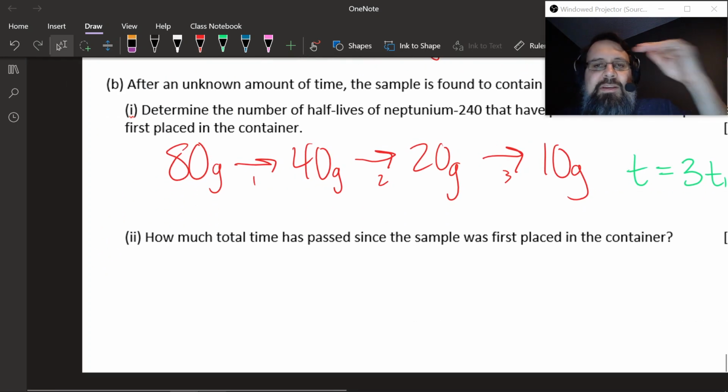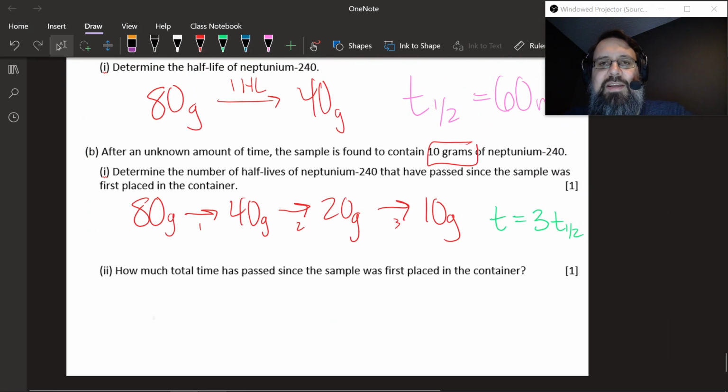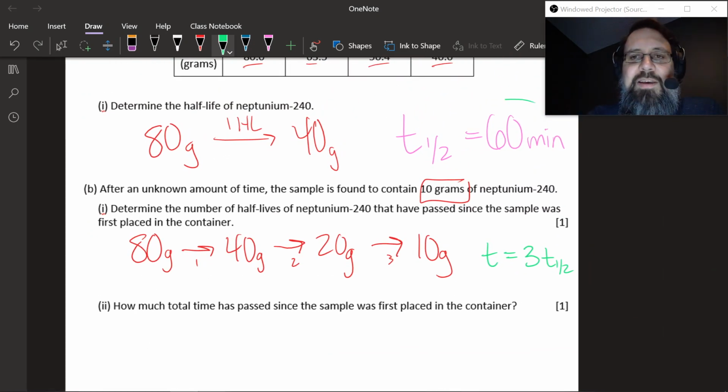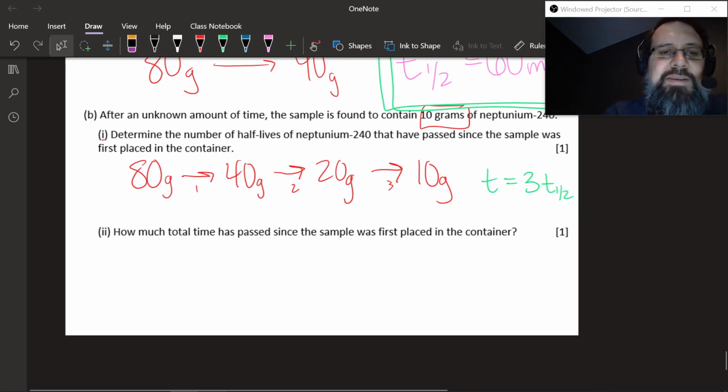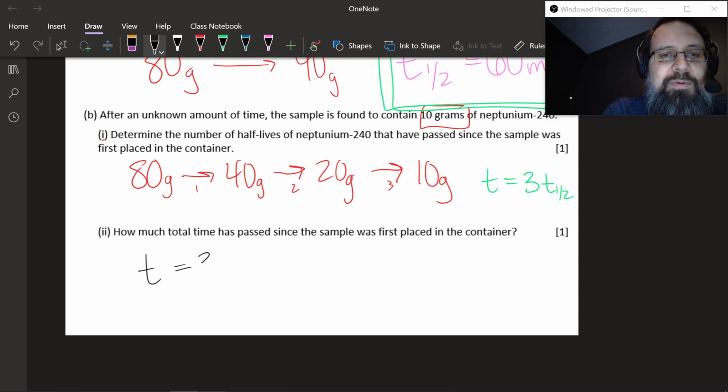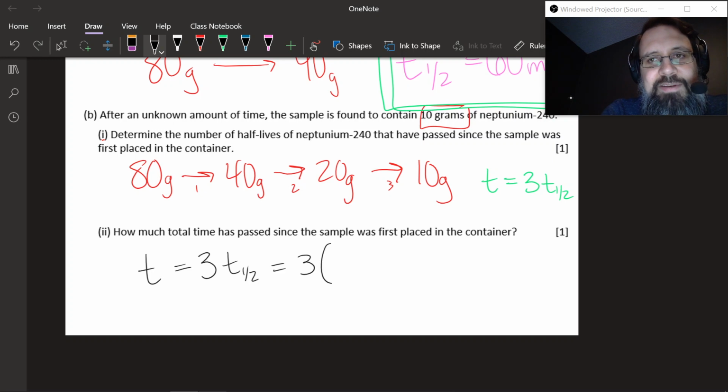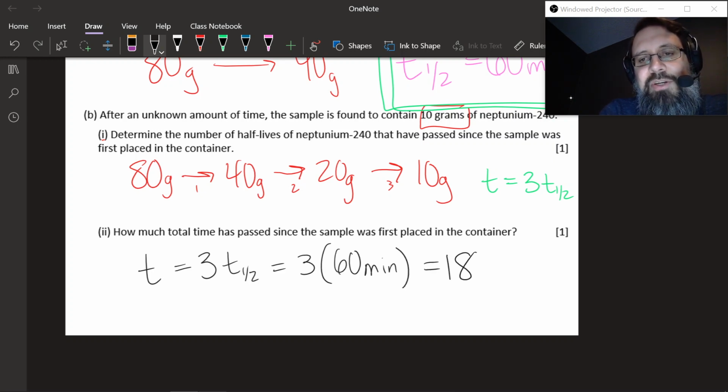How much total time has passed since the sample was first placed in the container? Well, if 1 half-life is 60 minutes, and 3 of those have passed, I can solve this by saying that the time is equal to 3 half-lives, and the half-life time is 60 minutes, so 180 minutes have passed.